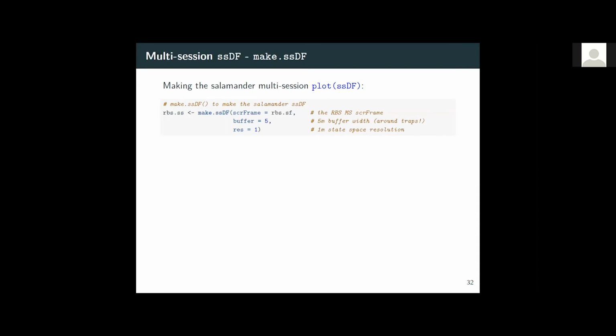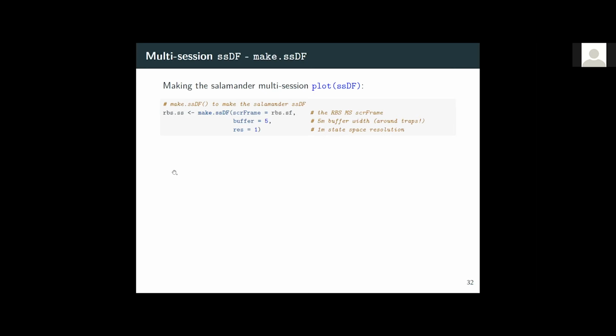Okay, now we're going to make our multi-session red-backed salamander SSDF, or state space object. And remember I said before, if you provide a multi-session SCR frame, you automatically get a multi-session SSDF. So that's exactly what I'm going to do here. I'm just going to provide that SCR frame that I created in the previous slides. I'm going to define a buffer. So here I'm defining a buffer of 5 meters.